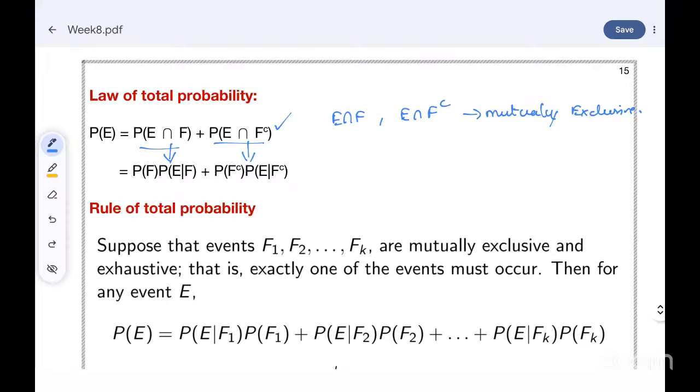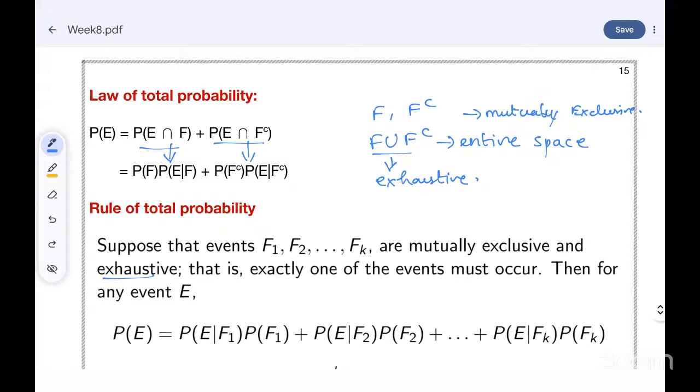Here, F and F complement are mutually exclusive. That is what is used here, not E intersection F. Sorry, I gave the wrong hint earlier. So F and F complement are mutually exclusive. Instead of F, now you have F1, F2, up to Fk. And exhaustive in the sense that F union F complement is your entire space. So this means that they are exhaustive.